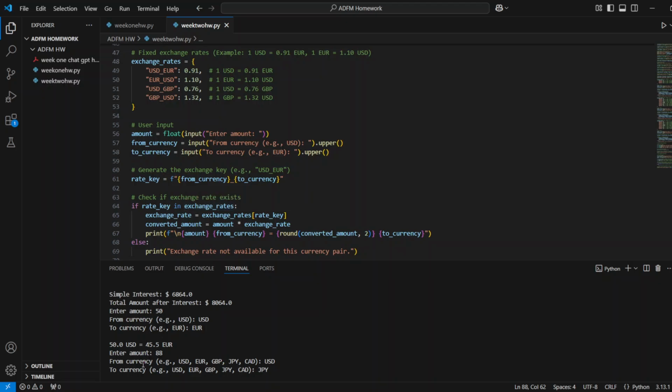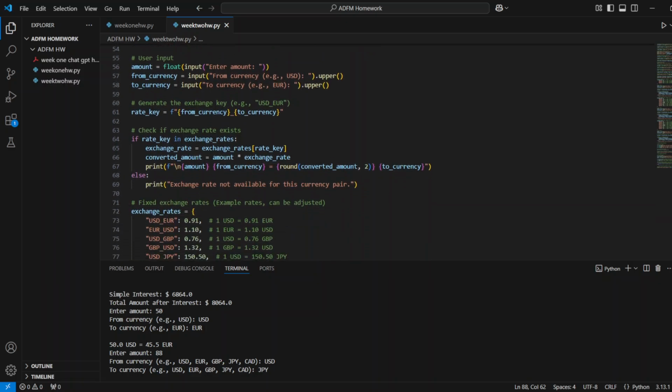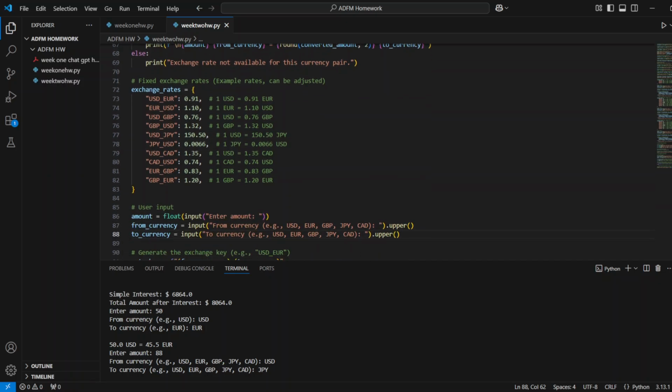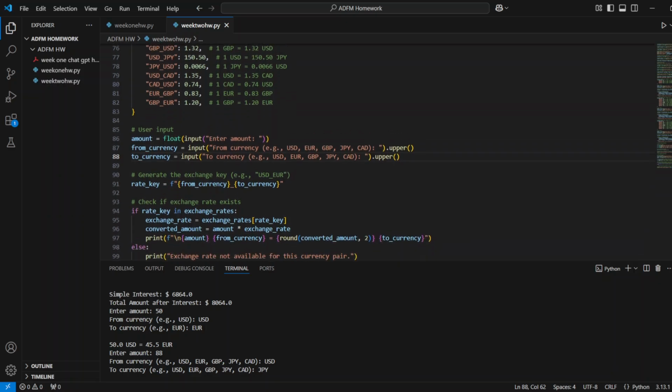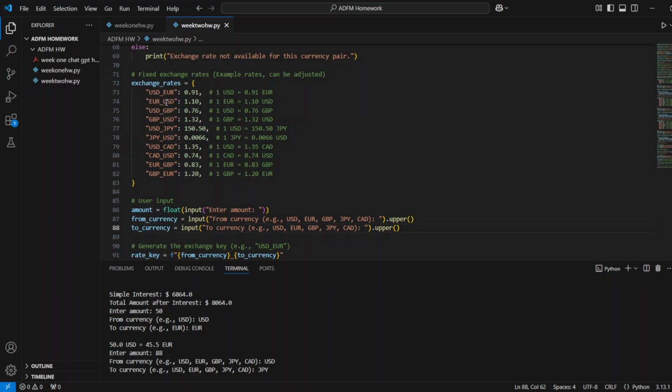And right here, I wanted to add more foreign currencies, just to have more of a diverse look at the different types of currencies I can add. And this was lines 71 through 99. These were the other foreign currencies that I wanted to use.